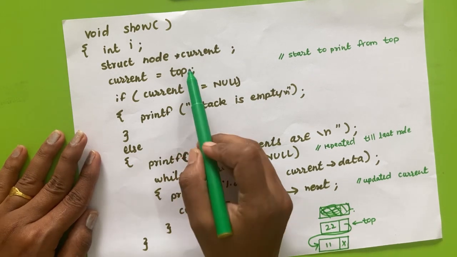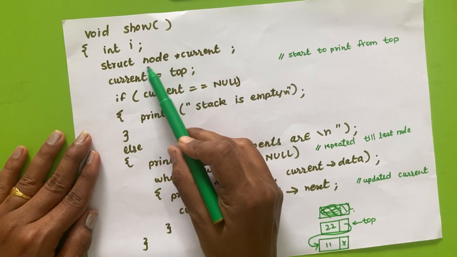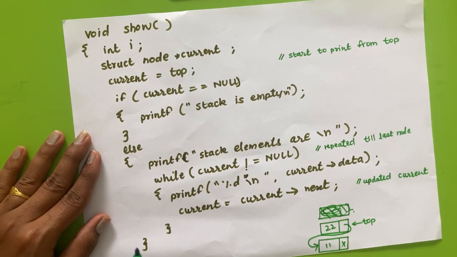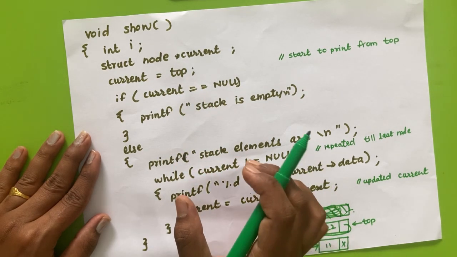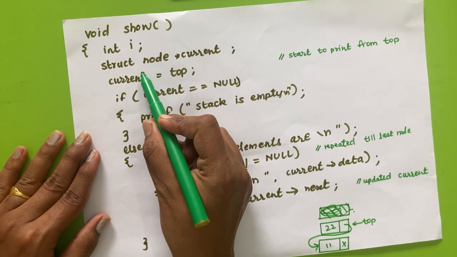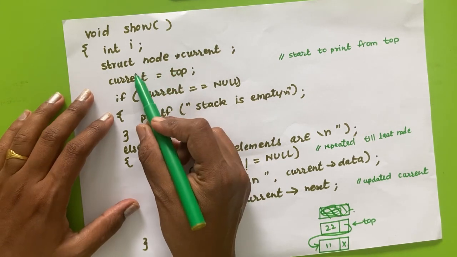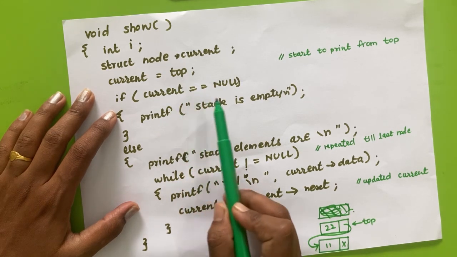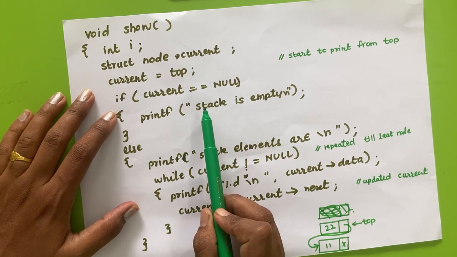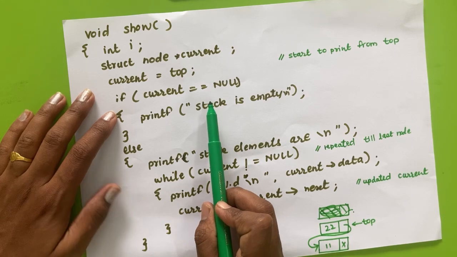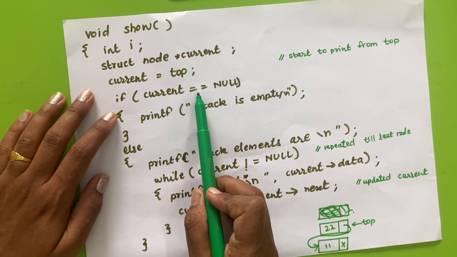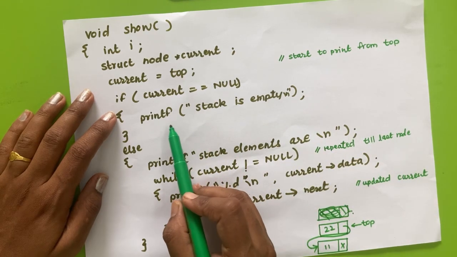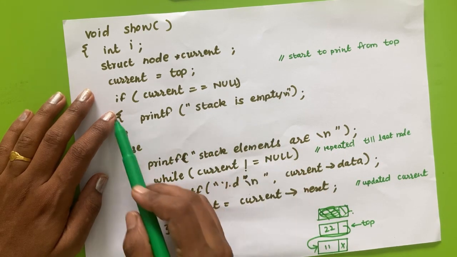Here I have taken node star current, and I'll start printing the stack from top only. I'll first assign the value of top to current, so current will get assigned with top. First check whether the linked list is present or not, meaning whether the stack contains any element. If current is equal to null, the stack does not exist, the stack is empty, so it will print stack is empty, no need to print anything.